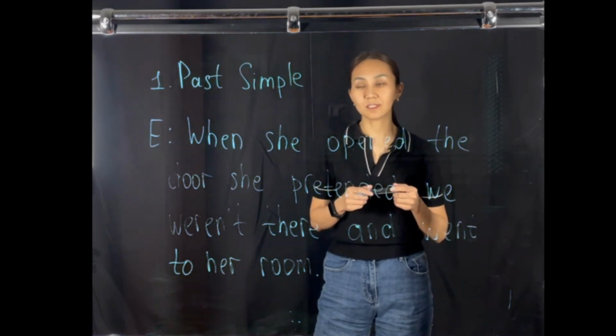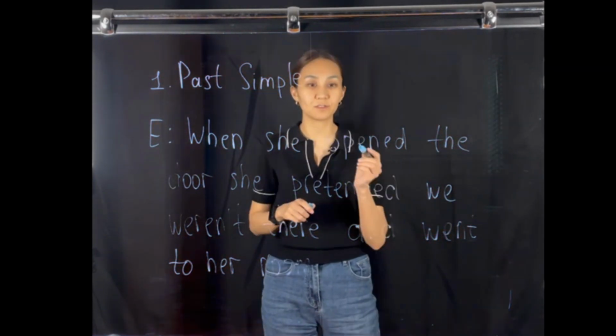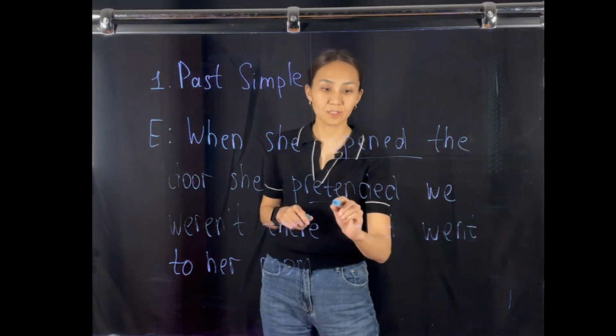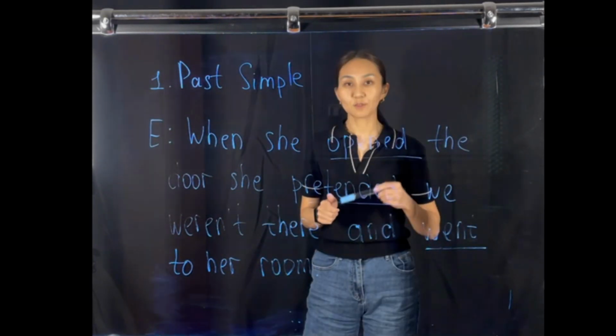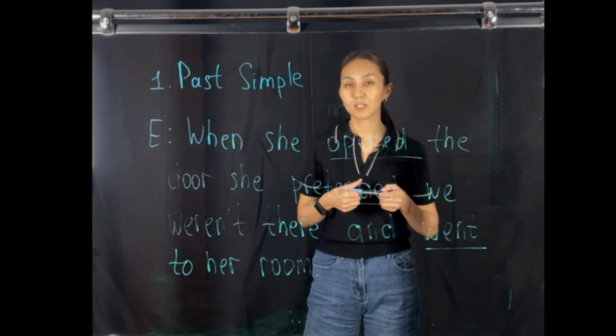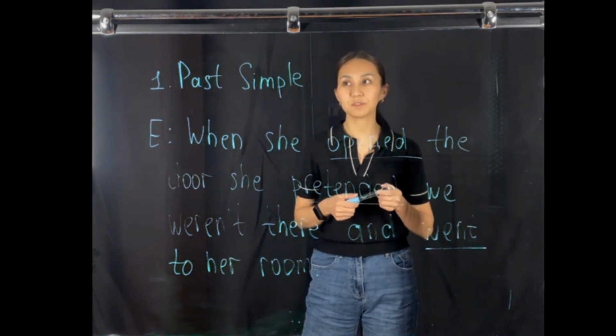So here we can see the consecutive actions. So the actions happened one after another. The first one, she opened the door, and then she pretended, and then went to her room. So the actions followed one after another. So when we want to describe the sequence of actions, we use past simple.